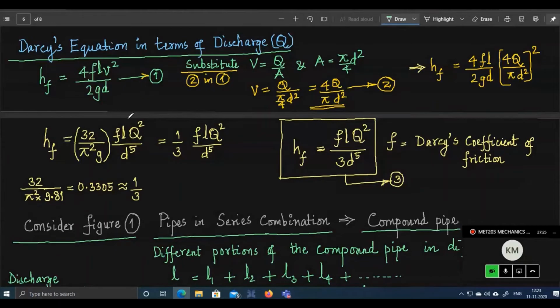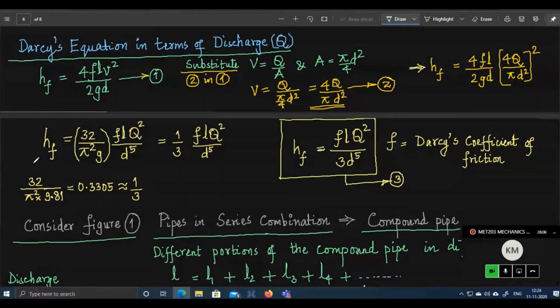raised to 5. This 32 divided by pi square G, so you know that pi is 3.1416, etc. That you substitute, pi square, that value square you must take, and then gravitational acceleration 9.81 in SI unit, meter per second square. So if you multiply that, 32 by 9.81 pi square, you will get 0.3305. And this is approximately equal to 1 by 3 actually. So now we are going to substitute this numerical part in the front, the constants over here. That numerical value is approximately 1 by 3.